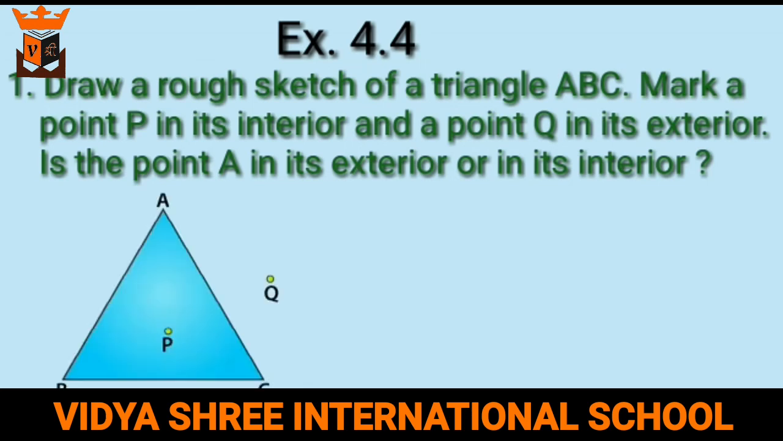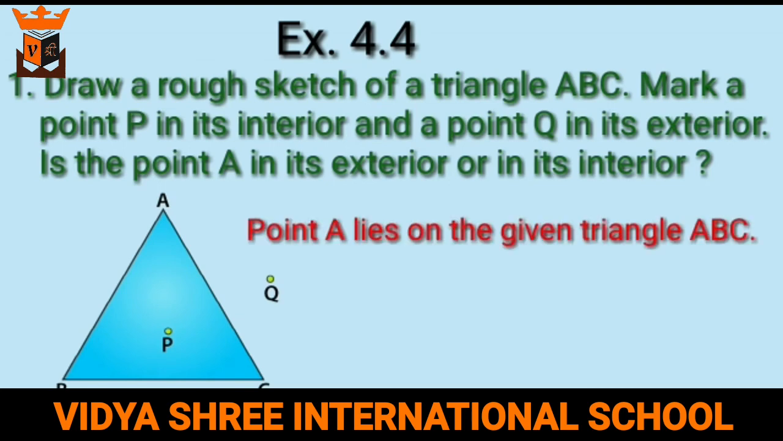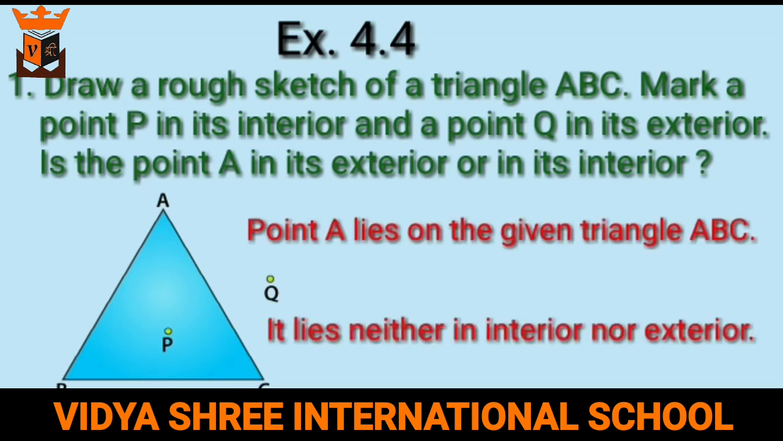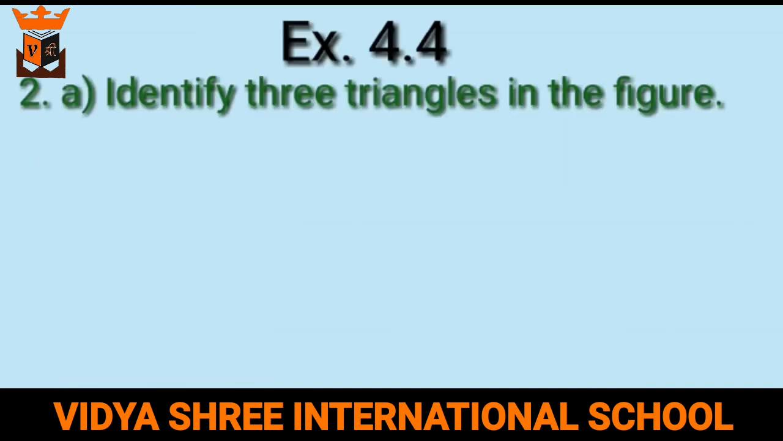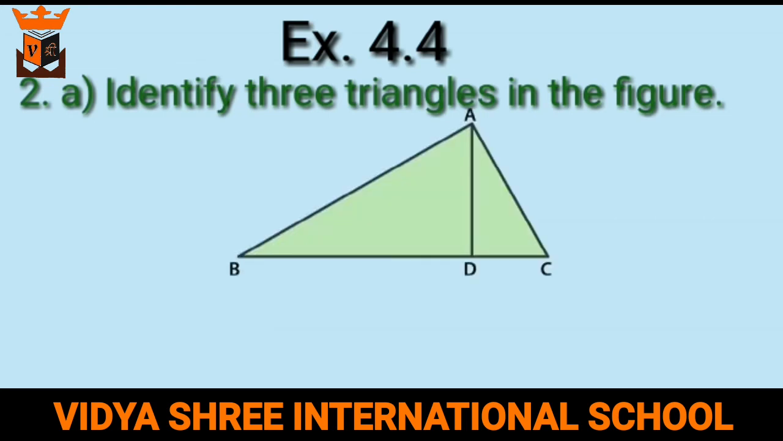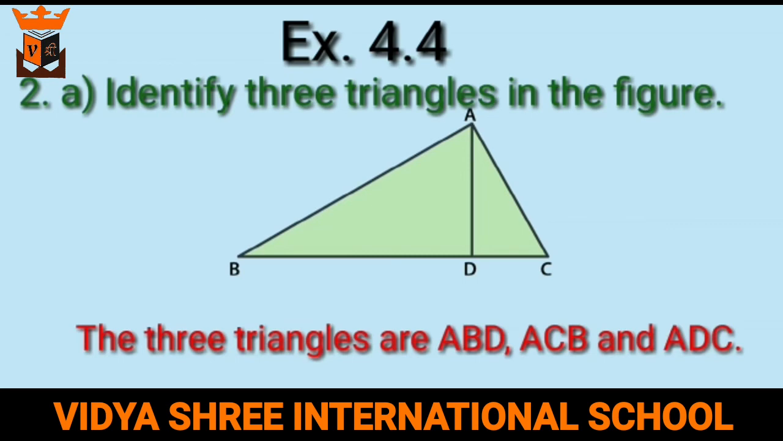So we have a triangle ABC here. Point A lies on the given triangle ABC. So it lies neither in the interior nor the exterior. Question number 2 is, identify three triangles in the given figure. So the three triangles are triangle ABD, triangle ACB and triangle ADC.